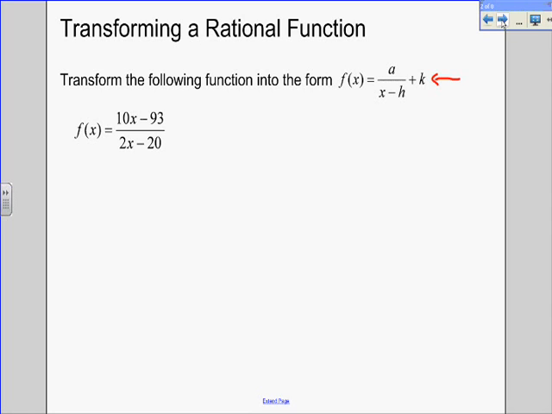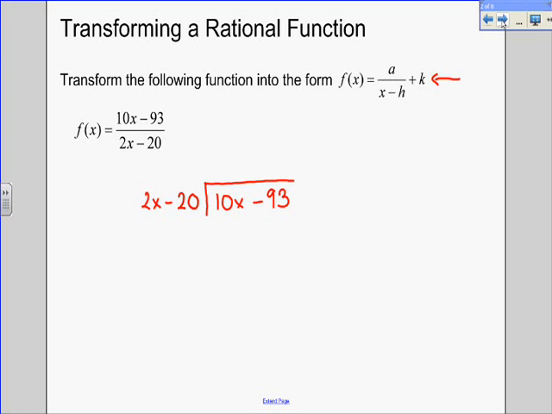So what we're going to see is how many times does this 2x minus 20 go into the numerator, that 10x minus 93? And maybe we'll be able to simplify this a little bit so that we don't have an x on the top of our fraction here. So let's set this up, 2x minus 20, and we're trying to figure out how many times that fits into 10x minus 93. So how do we start this?